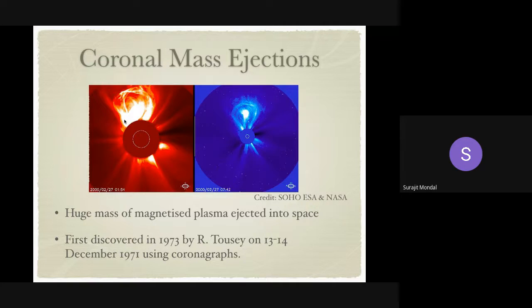Okay. Now, these coronal mass ejections are very nicely seen using these instruments called coronagraphs. So as you can see, there is this big blob of plasma. Now these big blobs of plasma often get ejected from the sun into space. These are highly magnetized. And these are called coronal mass ejections. This was first discovered in 1973 by Art Touche.